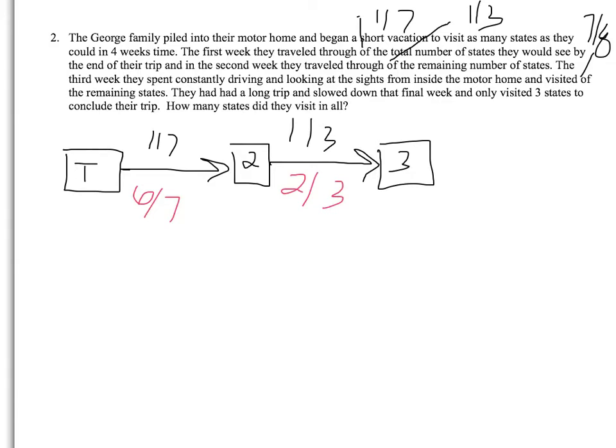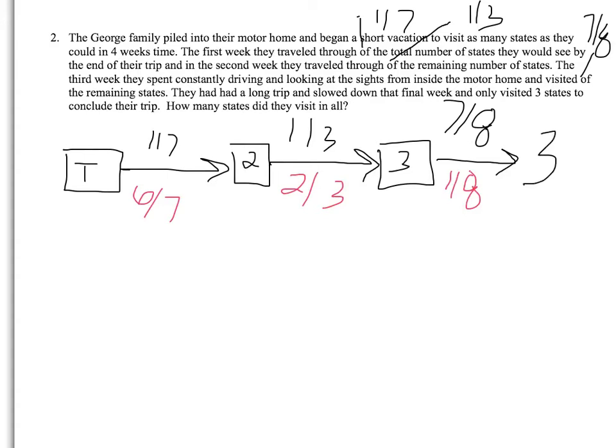Okay, the third week they spent constantly driving and looking at sites from the inside of their motorhome and visited 7/8 of the remaining states. Okay, so here they visited 7/8 of the total amount of states they had left to visit, which means if they visited 7/8, they didn't visit 1/8 of the states. So we have that. And then they had a long trip and slowed down that final week and visited 3 states. So in the very end, they had 3 states that they were going to visit. So that means we have a 3 on the end of there.